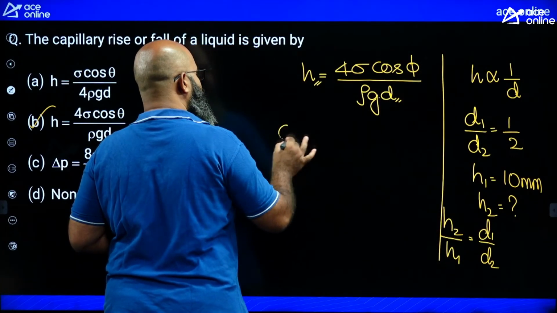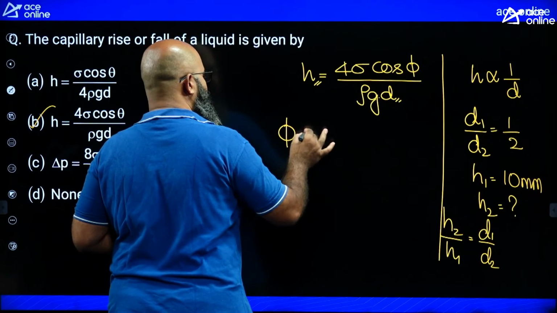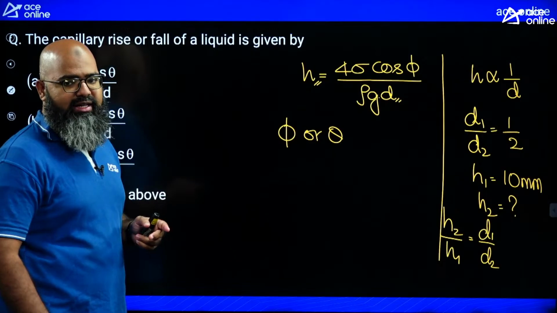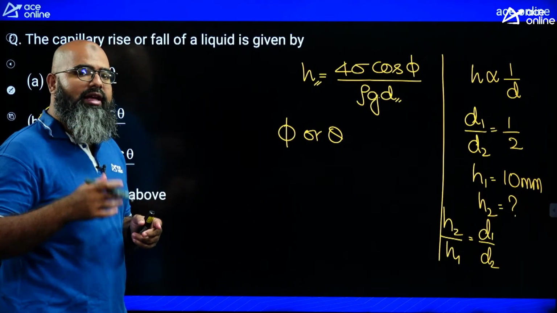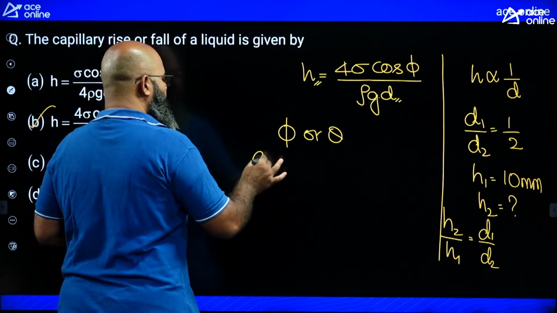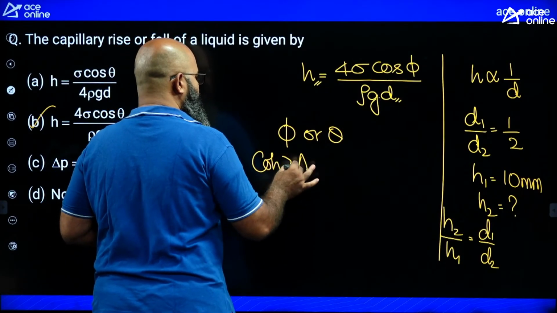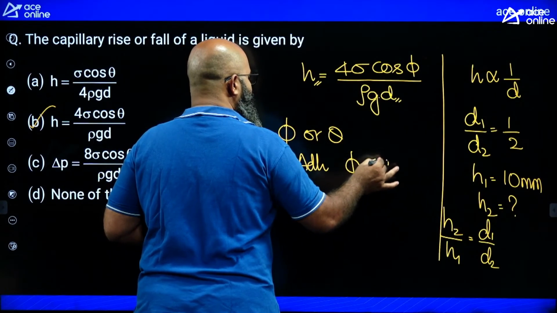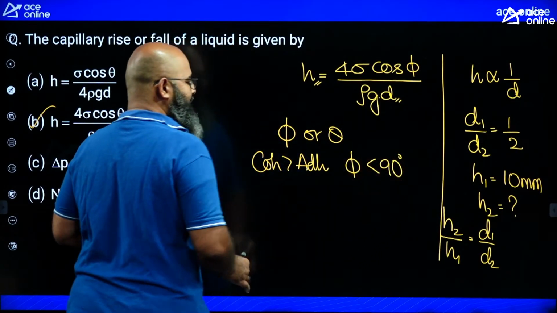One more thing regarding the value of contact angle phi or theta. Remember, there are two possible cases. One case is capillary rise. When will capillary rise take place? Whenever cohesion is greater than adhesion, capillary rise will take place and the value of theta or phi will be less than 90 degrees.